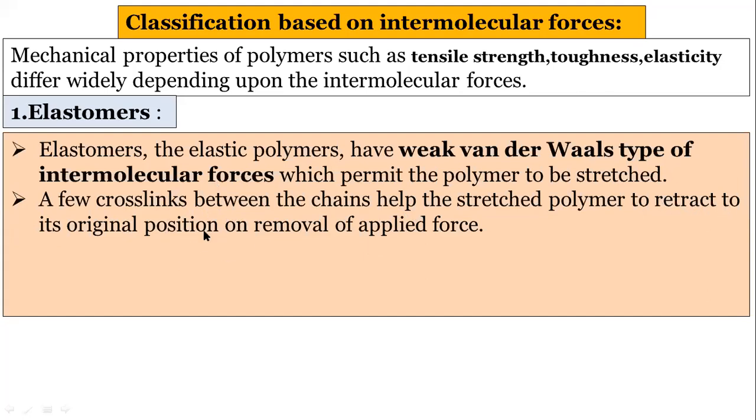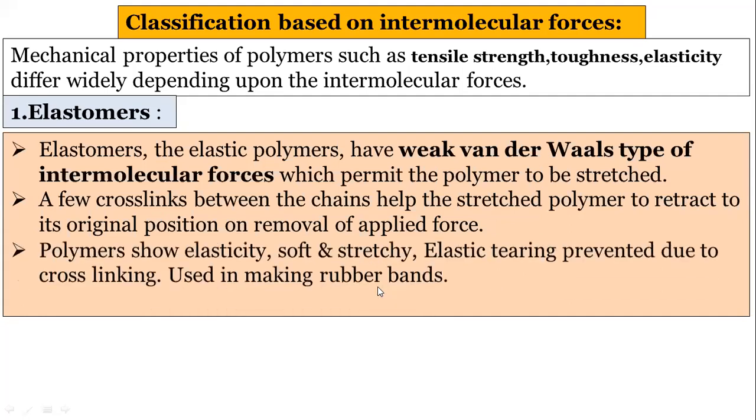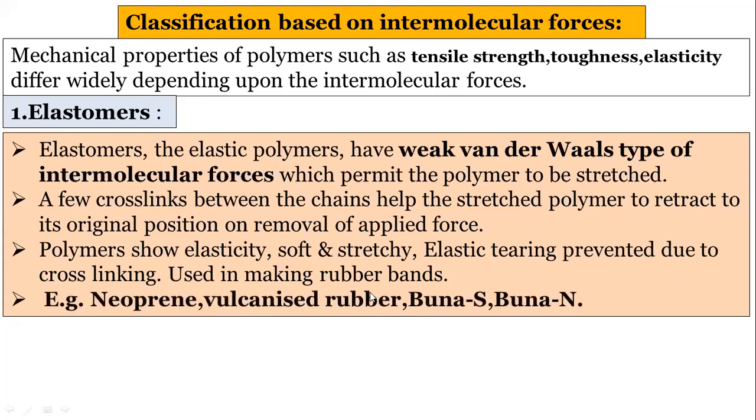Retract means when the force is released, they come back to the original position, and this is possible due to the crosslinks. So these polymers have some properties: they have elasticity, they are very soft and stretchy, and we can stretch them. Then elastic tearing is prevented, meaning when force is applied from both sides, the polymer cannot be broken. This breaking is also called tearing, and that tearing is prevented due to the cross-linking. And these are used in making rubber bands. Some examples are given here.